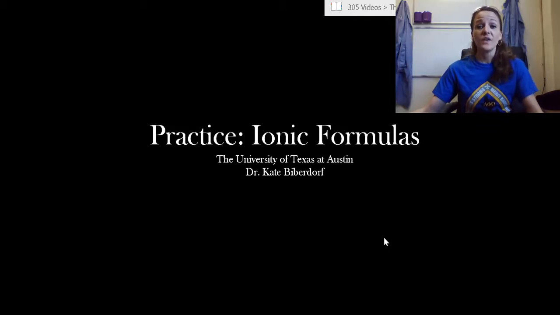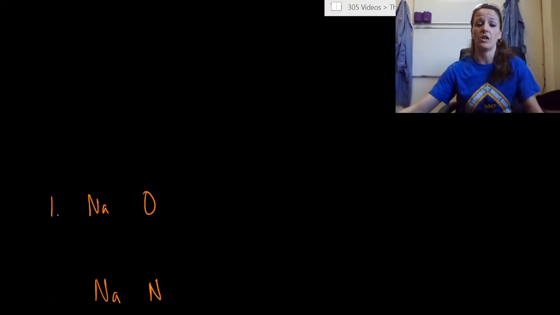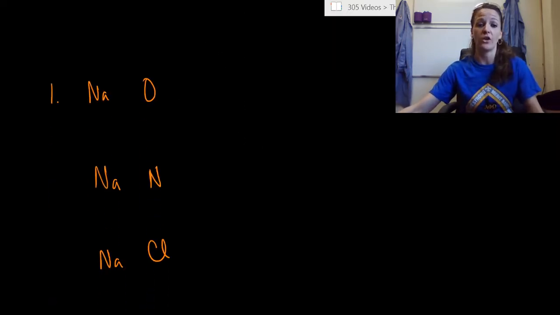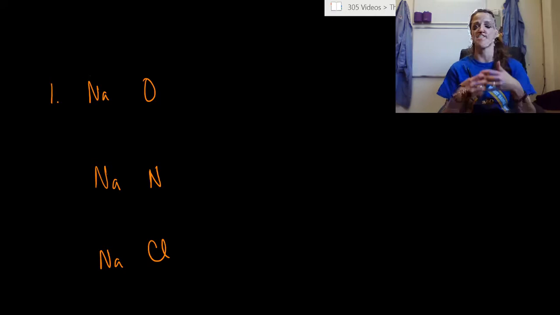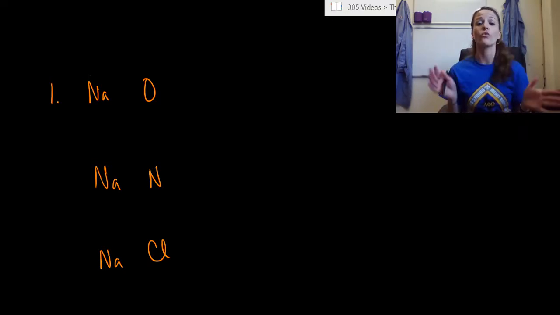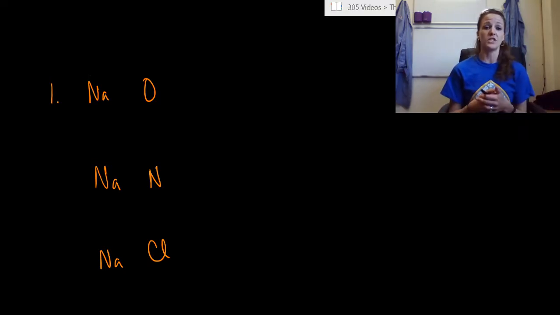Hi everyone, in this video we are going to practice predicting ionic formulas, and the way we're going to do that is by looking at different sets of elements, specifically a nonmetal and a metal, and we're going to try to predict what their chemical formula or ionic formula will be when they come together and form that perfect electrostatic interaction with an overall neutral charge. So let's start off with this first problem.